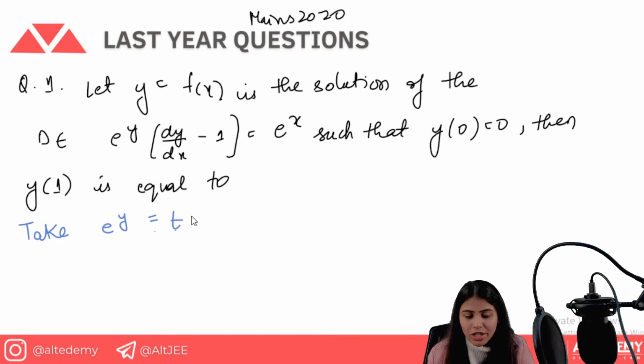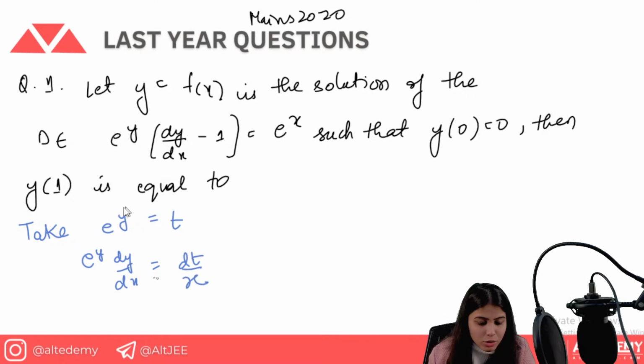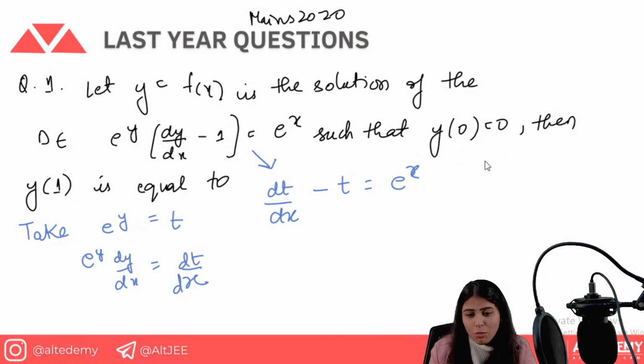Okay, now what are we doing? We are differentiating on both sides, so we get e to the power y dy by dx equals dt by dx. Okay, so now we got dt by dx, and you can just easily substitute what we got. So we have dt by dx minus e to the power y, that is t, which is equal to e to the power x. So it took the form of linear differential equation in terms of t and x.